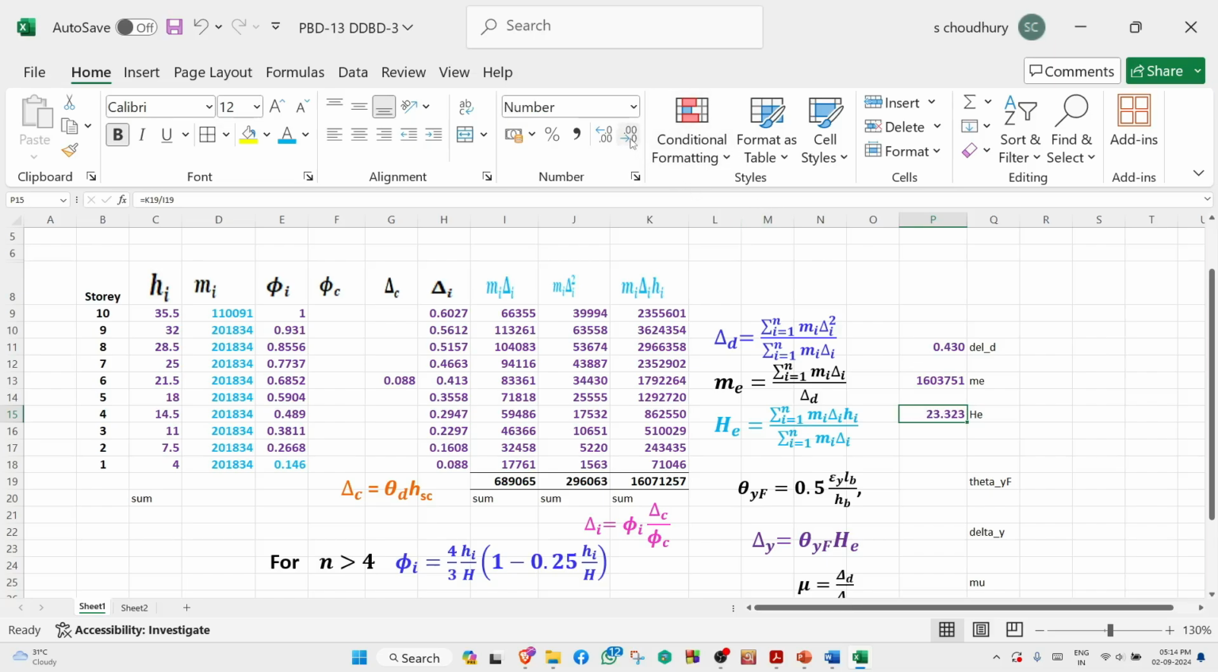Effective height of the building will be certainly lower than the real height. Real height is 35.5 meter. Effective height, which is the height of the equivalent single degree of freedom system, is lower, so it is 23.323 meter.